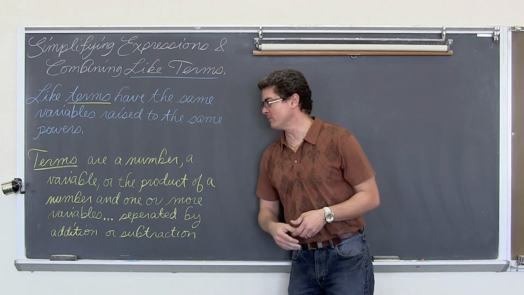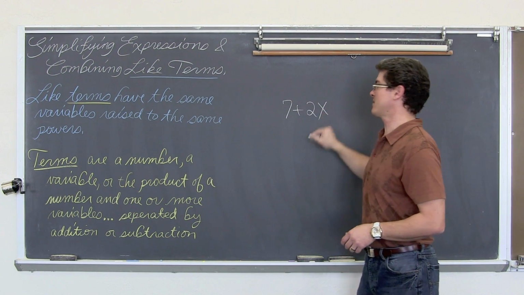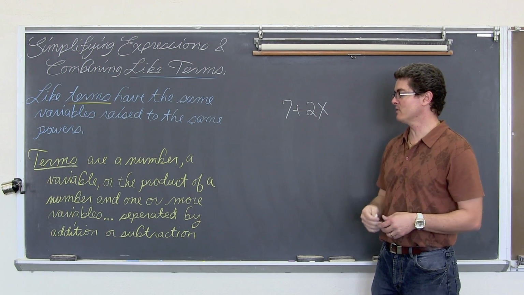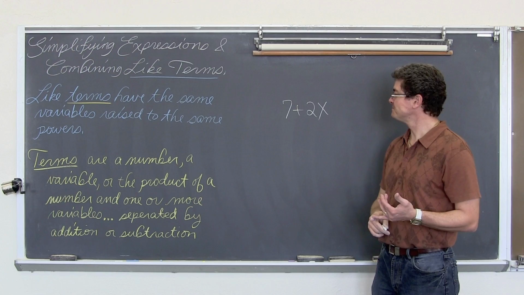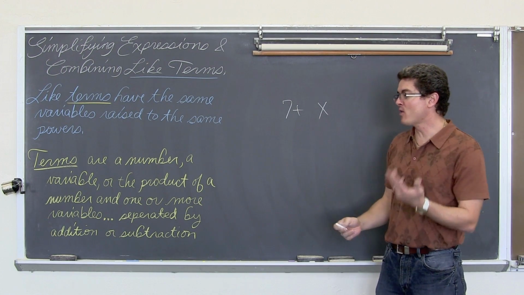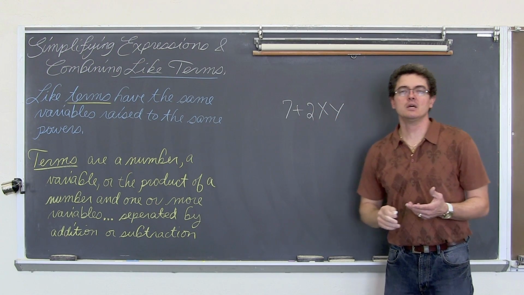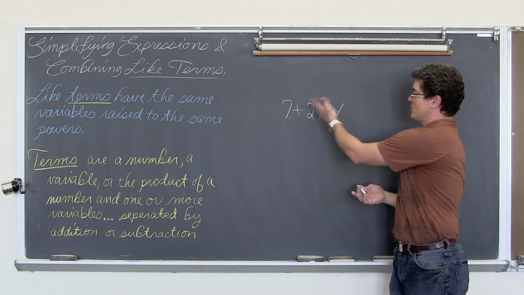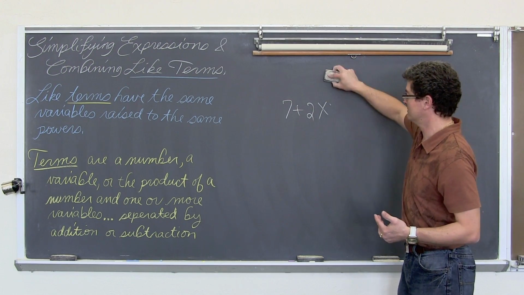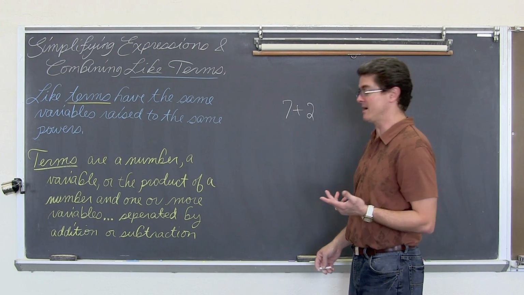A term is a number, like 7 plus 2x. Let's go to that. I dropped the x there. That's a term. A term is a number, or just a variable, or a product of a number and a variable, or even a couple of variables. 2xy, that's a term. 2x, that's a term. Just 2 alone, that's a term. And now these are like terms, and that becomes 9.